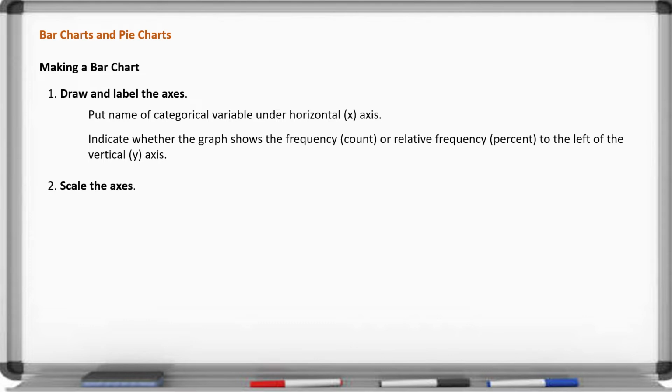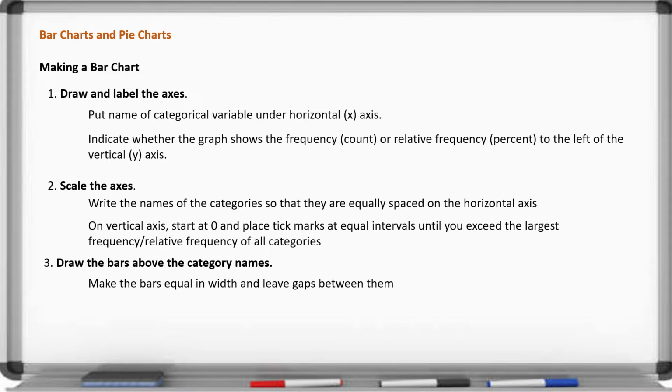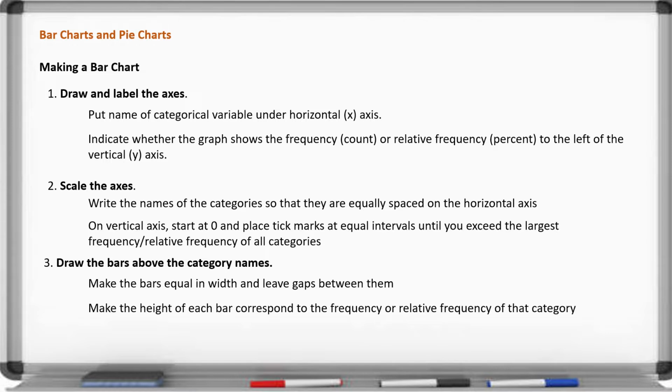Next you want to scale the axes, equally spaced by an equal set of numbers. You want to write the names of the categories so that they're equally spaced on the horizontal axis, and on the vertical you want to start at 0, then place tick marks at equal intervals until you exceed the largest frequency for all categories. Then you want to draw the bars above the category names depending on the frequency. It's important to make the bars equal in width and to leave gaps between the bars for any bar chart. Then you want to make the height correspond to the frequency for that category.